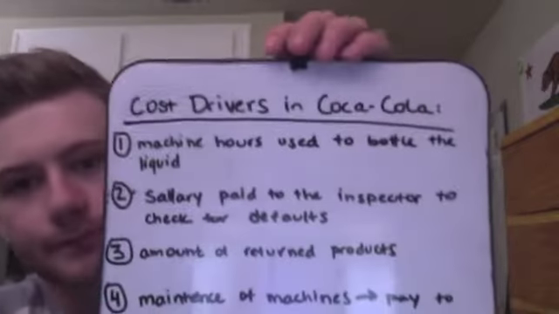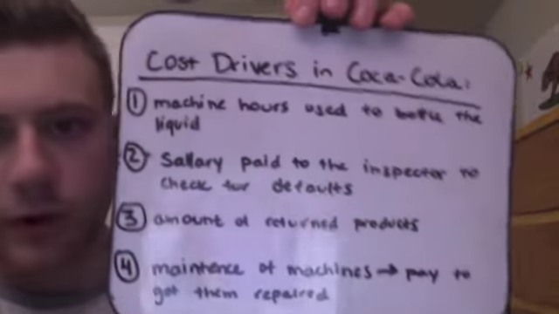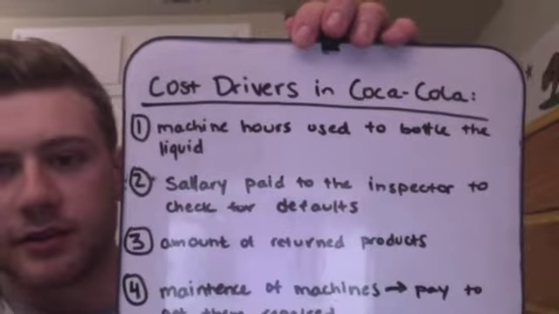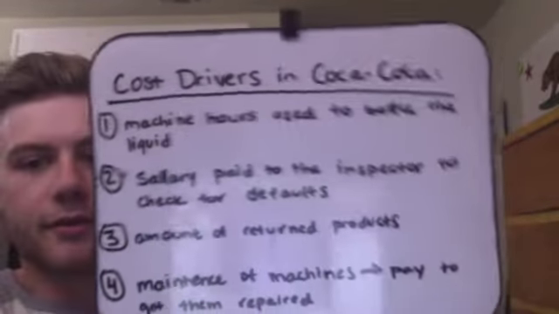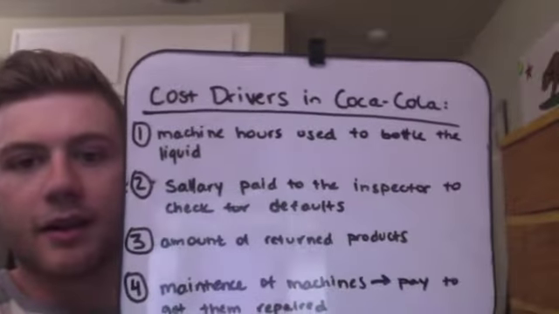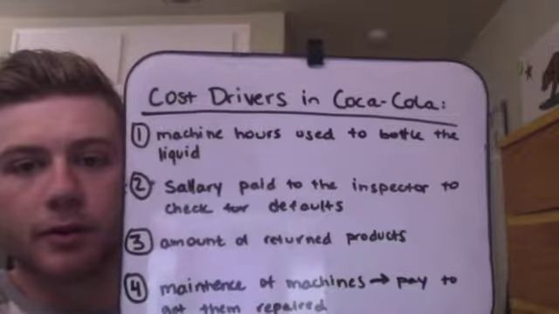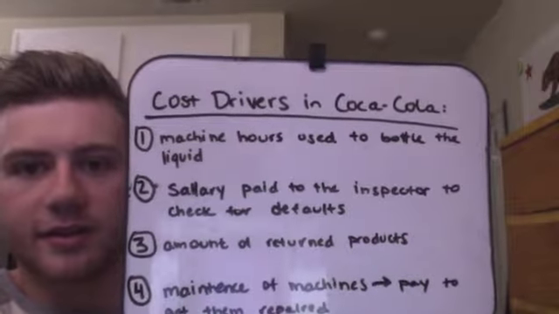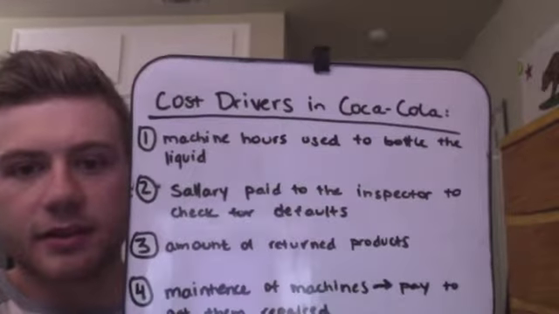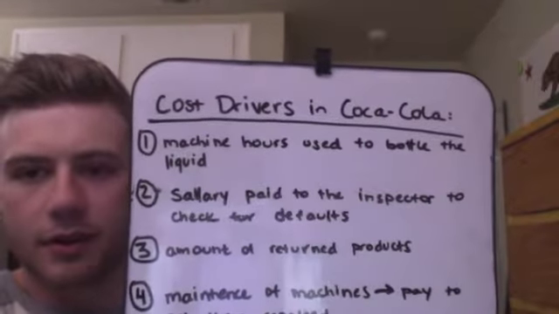Using the earlier Coca-Cola example, I've picked out four cost drivers within the company. For the first one, cost drivers in Coca-Cola might be the machine hours used to bottle the liquid. When it goes from the mixing department to the bottling department, the machine hours used to actually bottle the liquid are a cost that's incurred. For the second one, the salary paid to the inspector to check for defects, that is, defects within the bottles.